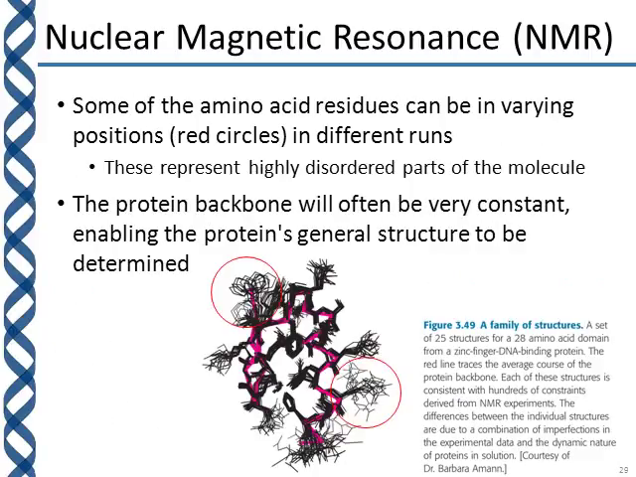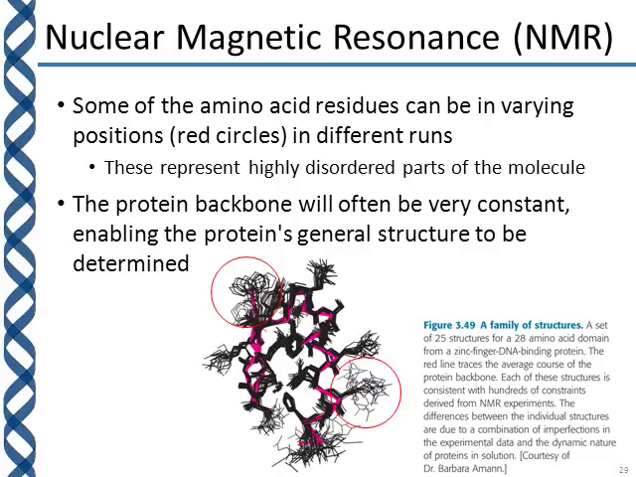Some of the amino acid residues can be in varying positions, here shown in red circles, in different runs. These represent highly disordered parts of the molecule. The protein backbone will often be very constant, enabling the protein's general structure to be determined.